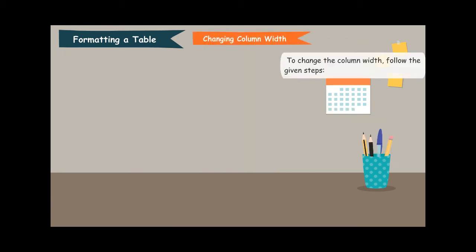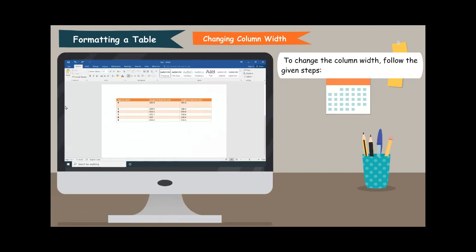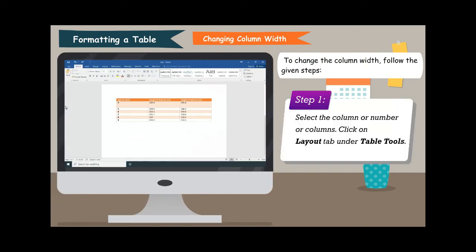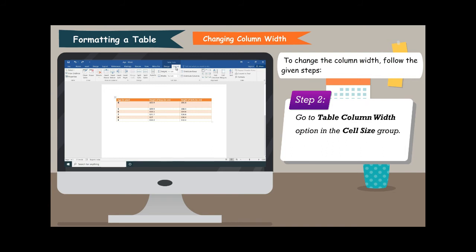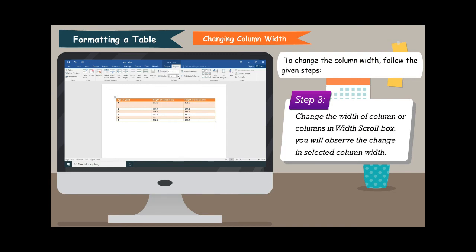Changing column width. To change the column width, follow the given steps. Step 1. Select the column or number of columns. Click on Layout tab under Table Tools. Step 2. Go to Table Column Width option in the Cell Size group. Step 3. Change the width of column or columns in width scroll box. You will observe the change in selected column width.